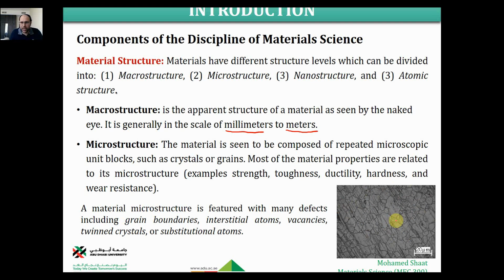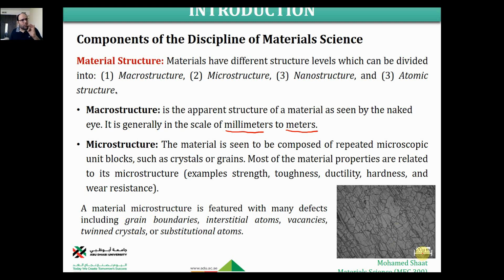This figure here is a typical example of a material microstructure. This is another level of the material. Remember that the macrostructure level is in millimeters, centimeters, meters, and so on. But in the microstructure, the material is seen to be composed of repeated microscopic unit blocks. These are very tiny things that you can't see with the naked eye. You have to look at them through the microscope. This bar in the figure is known as the scale bar. It is 20 micrometer, meaning the length of this horizontal dash is equivalent to 20 micrometer.